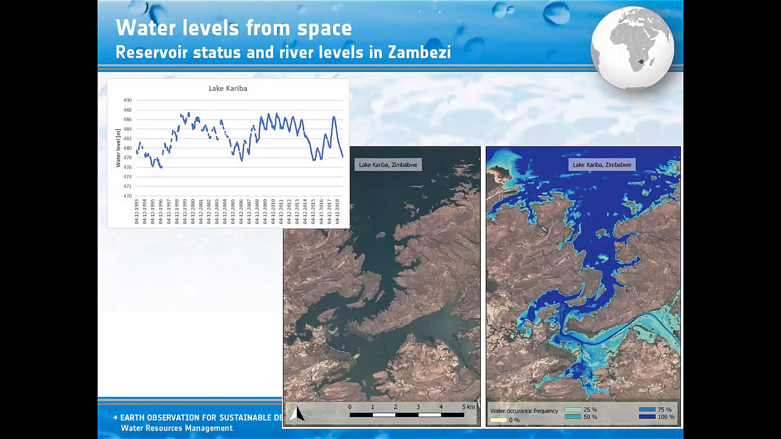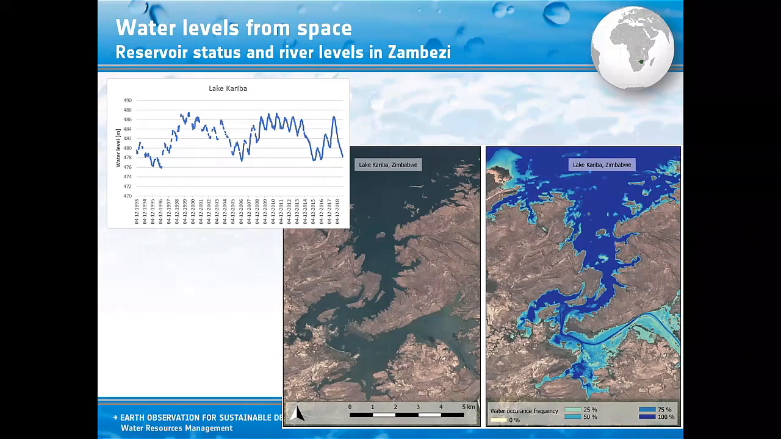But EO can be used not only to track the change in surface water extent, but also the water level of water bodies can be measured. This is done by using satellite altimetry, which is basically a technique that determines the distance from the satellite to the target surface by measuring the travel time of a radar pulse. Traditionally, this technique has been restricted to larger inland water bodies only. Here you see an example from Lake Kariba, one of the largest reservoirs in the world, lying on the border between Zimbabwe and Zambia.